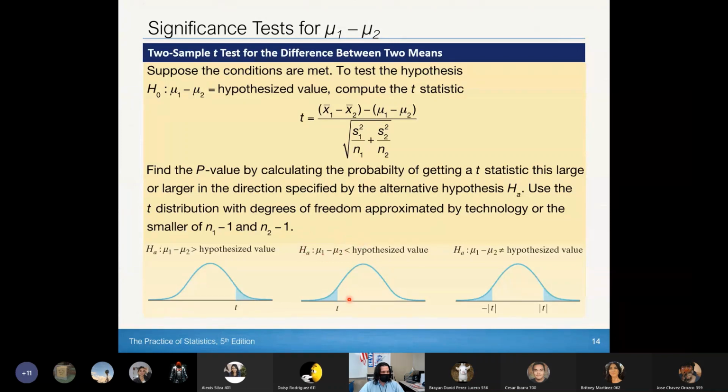If we're going less than, we find the proportion less than t. And if it's just not equal to, we find the proportion greater than the positive value of t, and then we double it. Right. And also recall, table B does not provide negative values of t, but it does have symmetry. So if you get a negative t value, you just find the positive version and it has the same p-values.